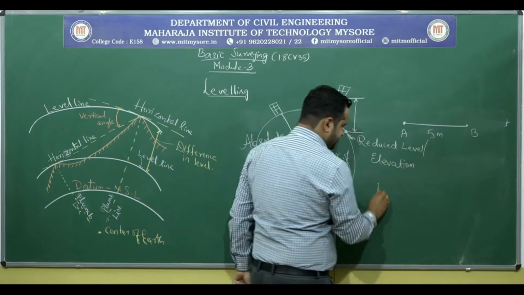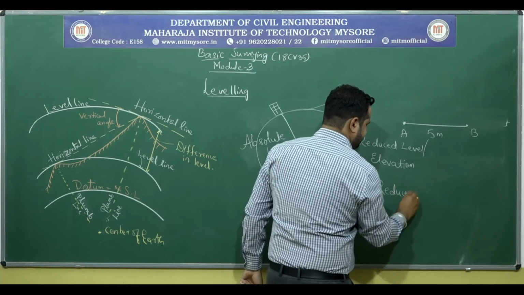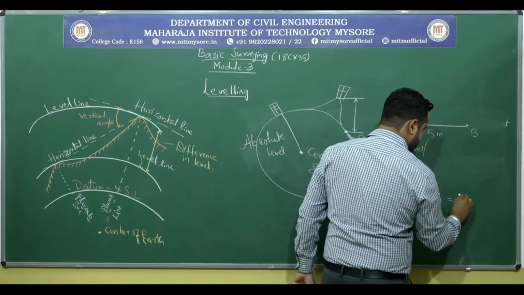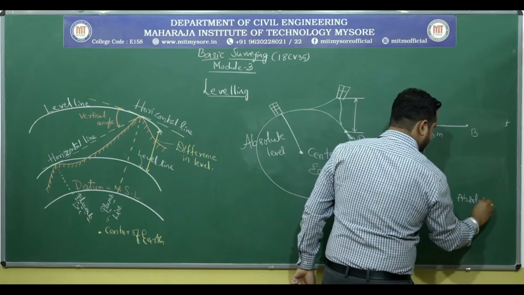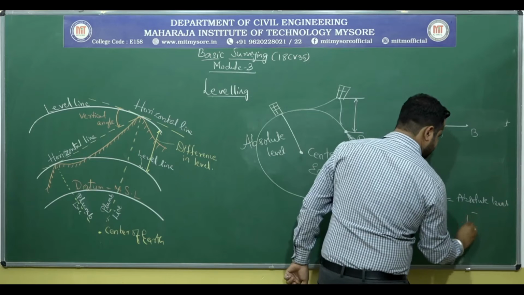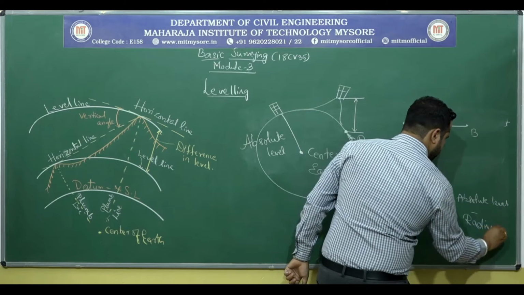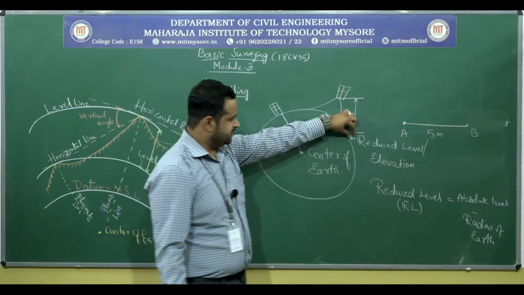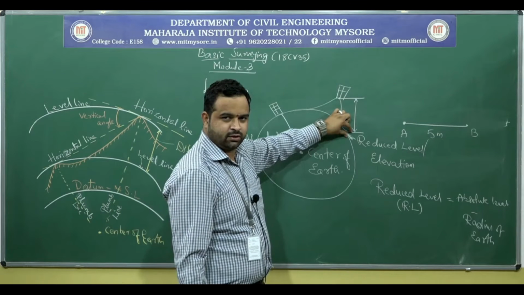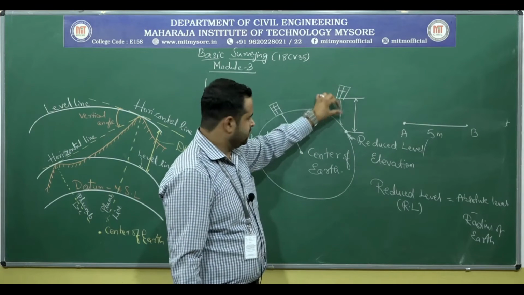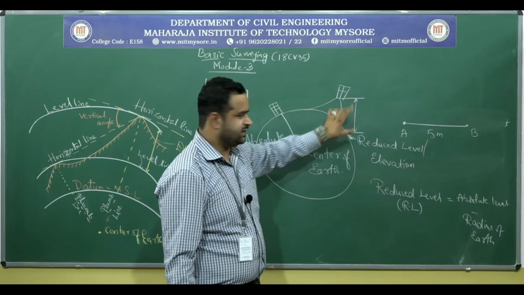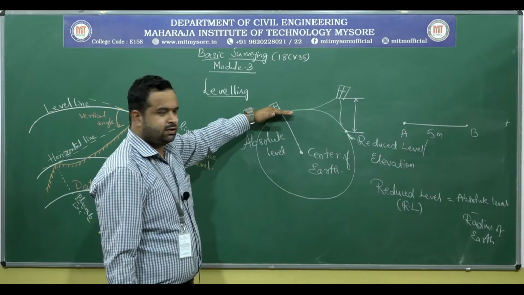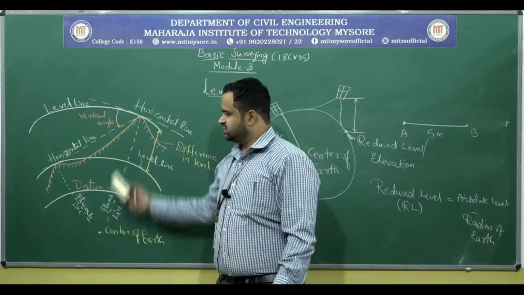How can you calculate reduced level? That is, RL is equal to absolute level minus radius of earth. That will give you the reduced level. So, by taking this as a reference point, we can easily determine its elevation. From this point to this point, what is the difference in height? Again, by keeping this as a reference, we can determine its elevation. If this is clear, let us consider this diagram.